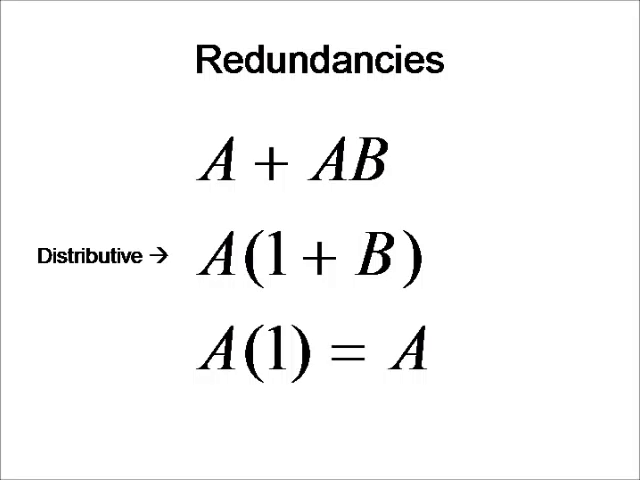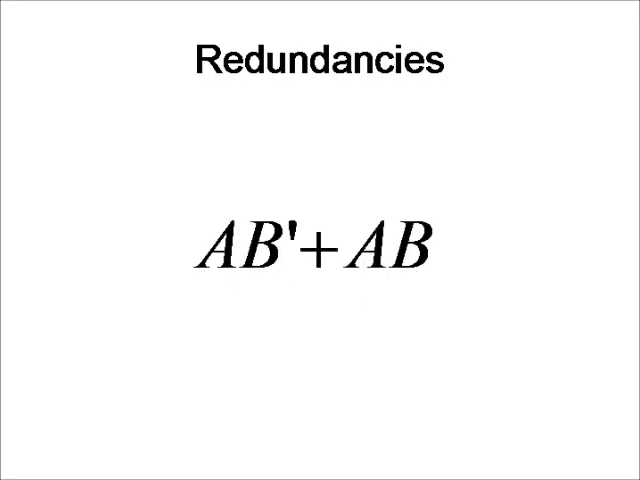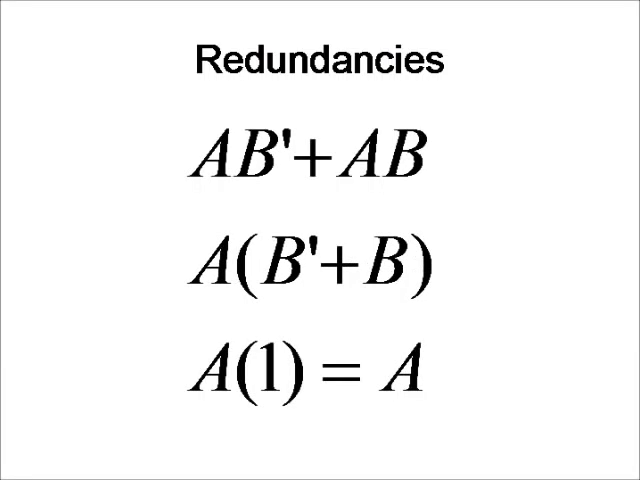No problem there, right? Similarly, if we wanted to use the distributive property to factor out an equation like this, all we have to do is factor out the A, and we are left with A ANDed with B naught or B. We know that B naught or B turns out to be 1, and A ANDed with 1 again is equal to A. So these redundancies can be found very easily, and you can simplify your equations with very little trouble.